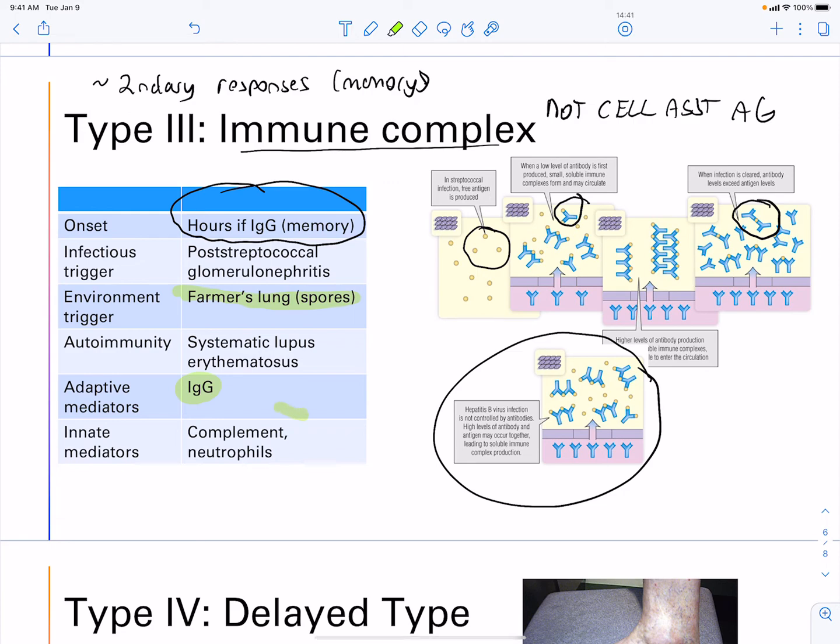Now the innate mediators are of course complement and neutrophils. So your neutrophils are obviously going to come along and they're going to try to eat the immune complexes. Your Fc region of your IgG are going to be able to activate complement, so you're going to get pro-inflammation, you're going to get anaphylatoxins from your complement that recruit the neutrophils and more cells, and you're just going to get inflammation in an area such as the lungs where you do not want it.